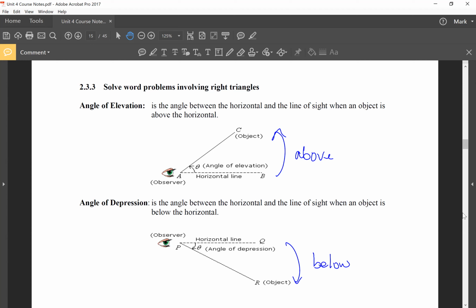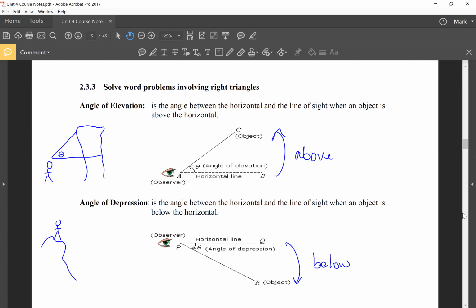You are the observer, you're looking up. That's an angle of elevation. An angle of depression would be like if you're on a cliff or on top of a mountain and you're looking down. So let me give you a little picture. If this is me in West Bay and here's Tornado Tower, the angle of elevation is me looking upwards.